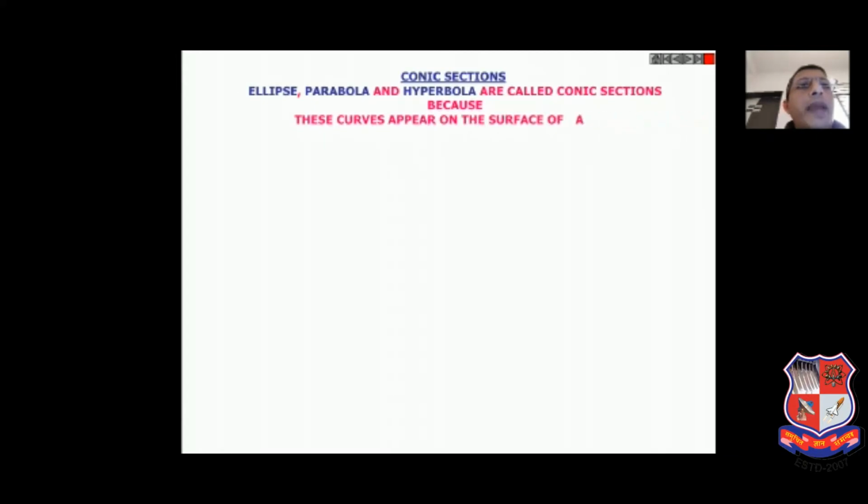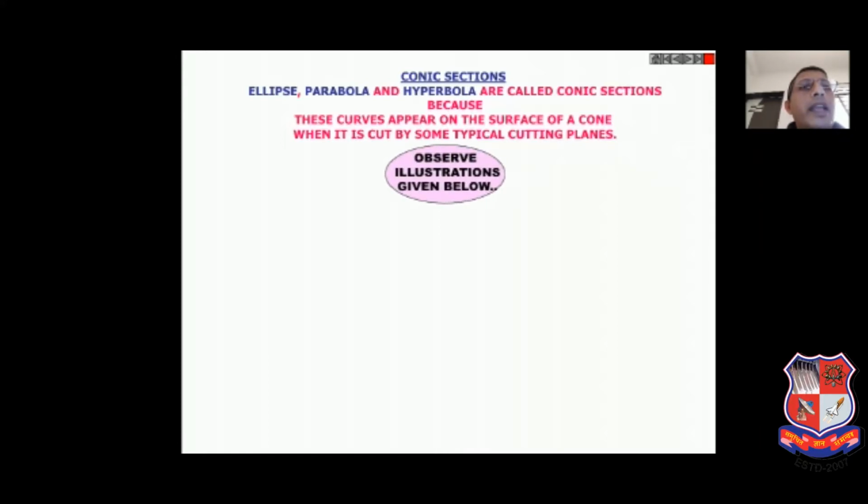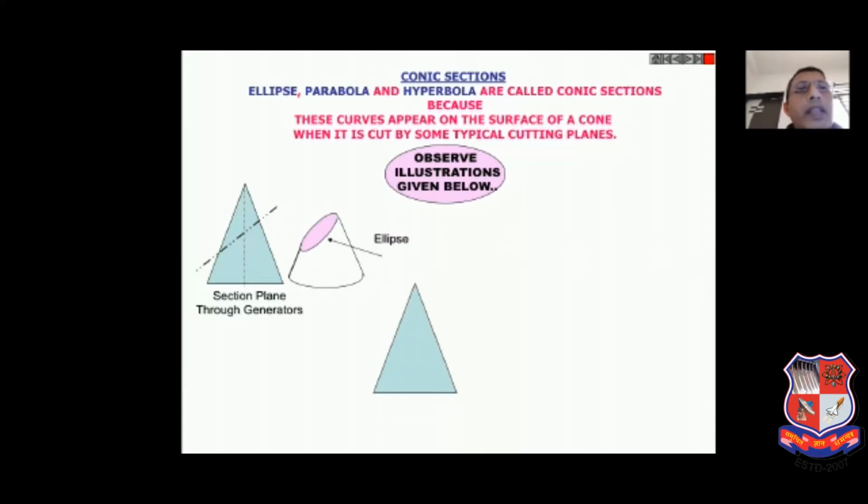So let us start with conic sections. Here ellipse, parabola, and hyperbola are called conic sections because these curves appear on the surface of a cone when it is cut by some typical cutting planes. Now we take some illustrations based on this. Here we consider one cone. Its section is cut by a plane through the generators. So the shape generated is known as an ellipse.